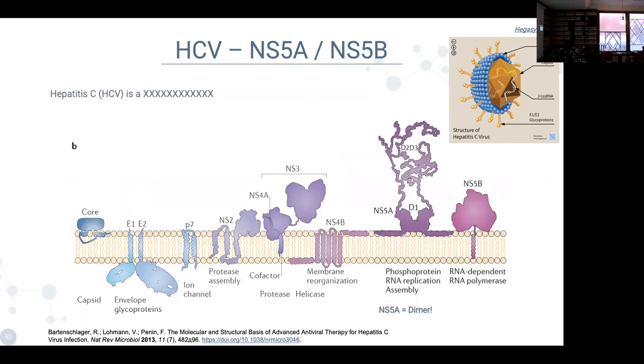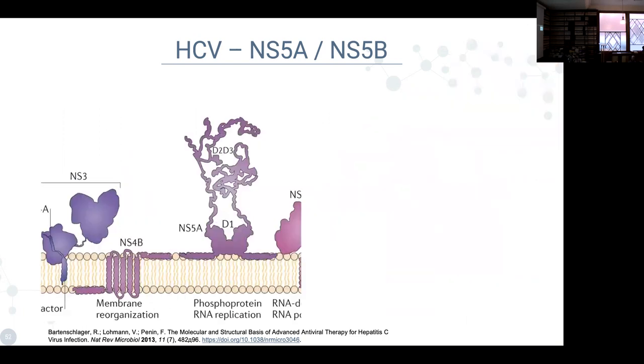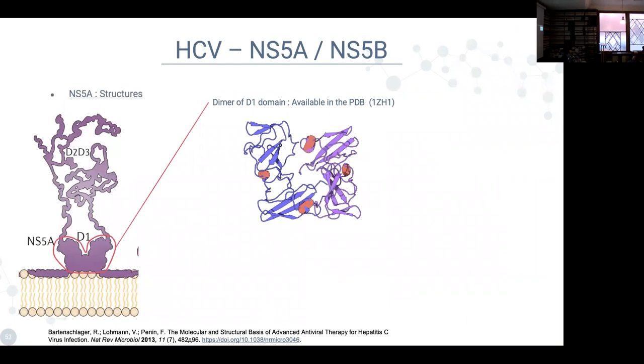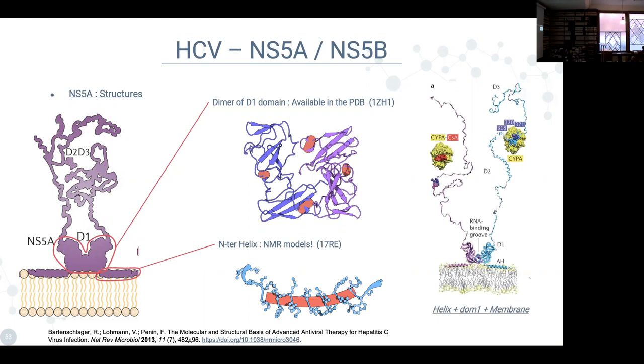If you look at the literature, NS5A is a dimer, it should dimerize, and NS5B on the right has a C-terminal helix that is embedded into the membrane. You also have a C-terminal transmembrane helix. On NS5A, the dimerization domain exists in the PDB, actually in several forms, and the amphipathic helix that binds the membrane exists as well. You have an NMR model of this one. And the authors of this review think the model is like this. So it's a model, of course, not a structure.